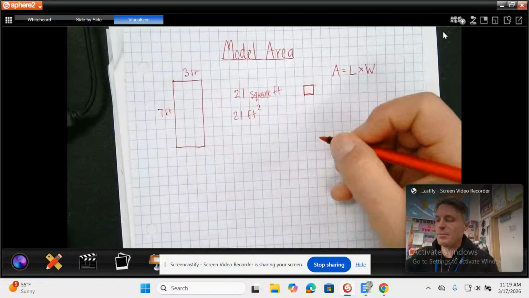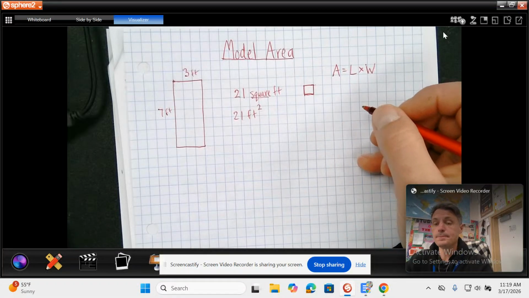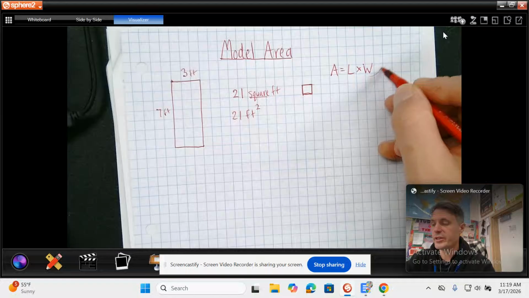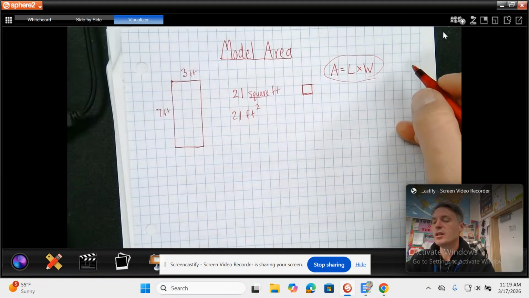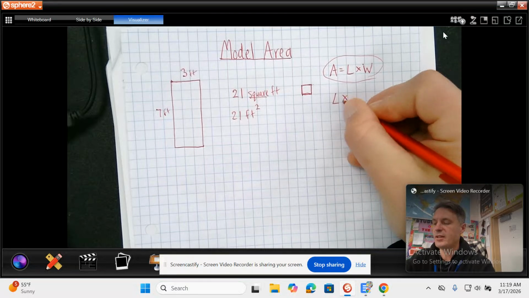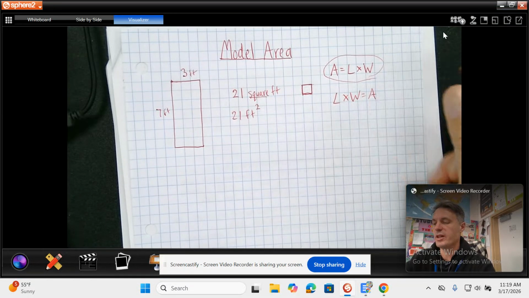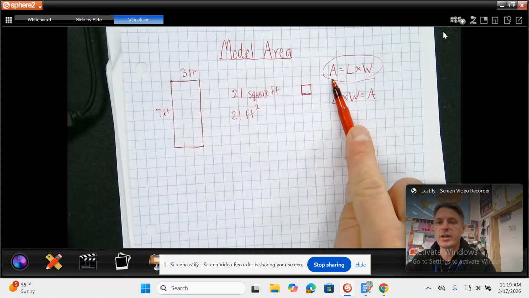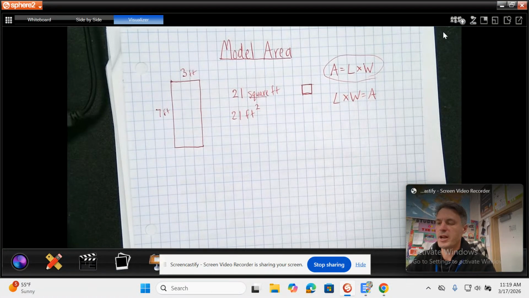So let's do another example, but this time instead of counting, let's just use this formula right here. Area equals length times width. Or you could also write length times width equals area. It doesn't matter if the A goes on the left side of the equal sign or if it goes on the right side.